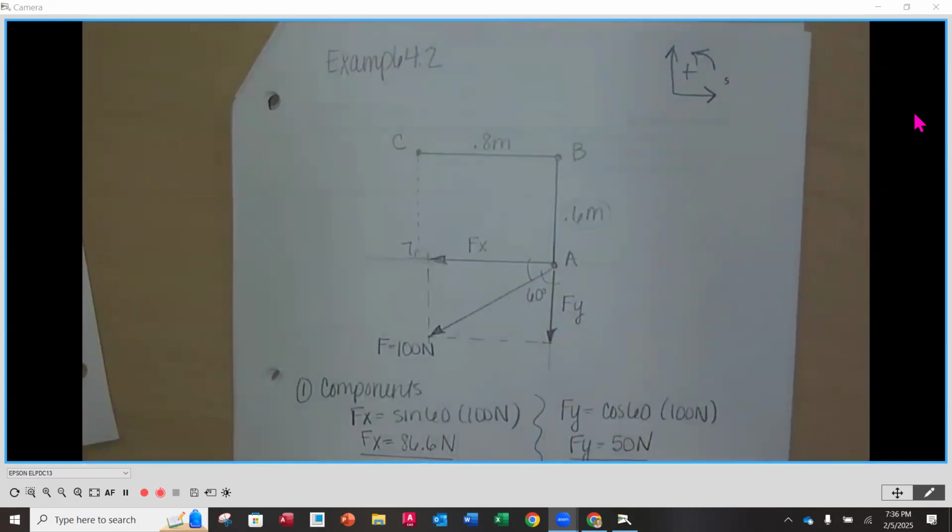Yes, Fx is going in a negative direction for the force, but we're not summing forces. We're summing moments. I can't emphasize that enough. You almost have to think, am I in moment mode or am I in force mode? If I'm in moment mode, it's the direction of the rotation, not the direction of the force.